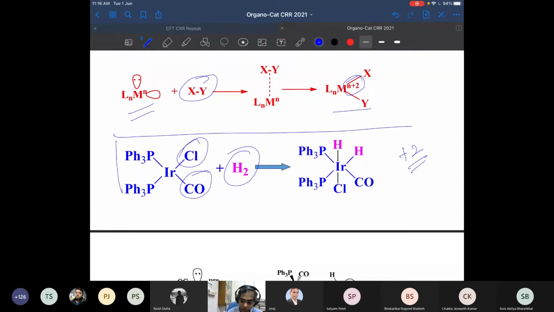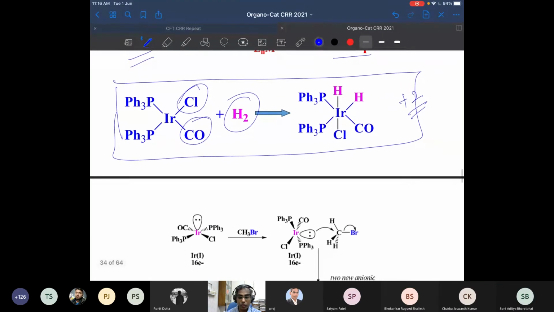This is one of the steps in a catalytic reaction. I hope you are not confused. Very simple. Oxidative addition: what takes place? An increase in the oxidation state by 2 units. What is the requirement? Your metal center should be coordinatively unsaturated. If it is an 18 electron complex, you cannot have an oxidative addition reaction at the metal center.